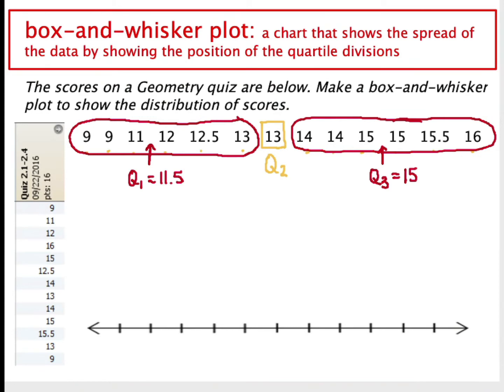On to the Box-and-Whisker. Step 1, you'll want to make a number line, and obviously it's a number line, so our numbers will be evenly spaced. And I started at 9 because that was my lowest score.